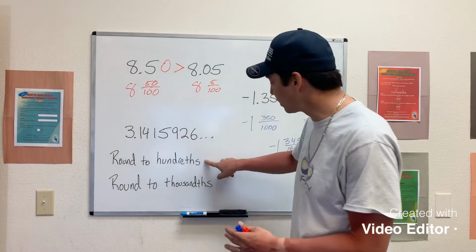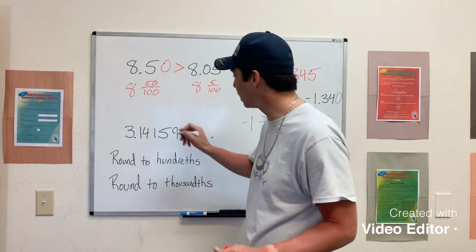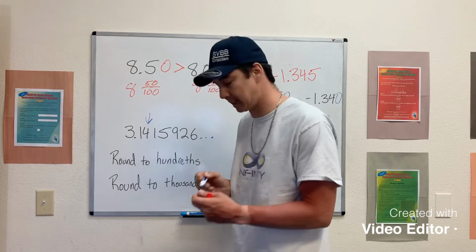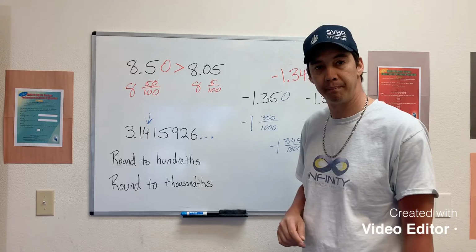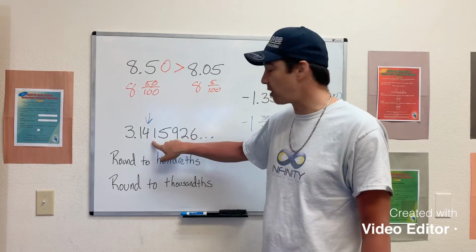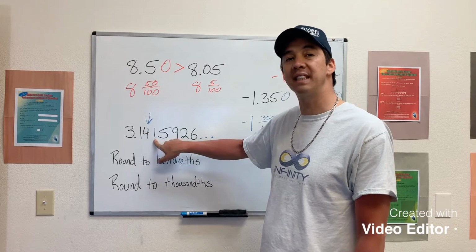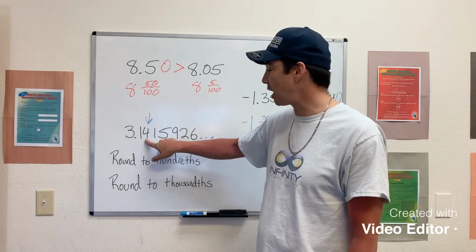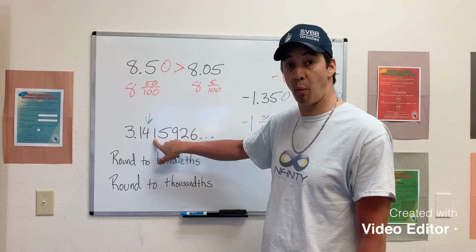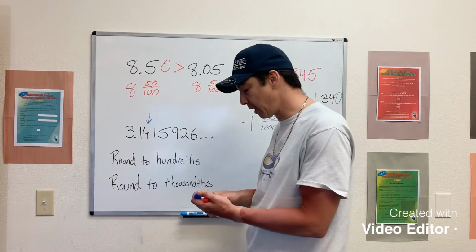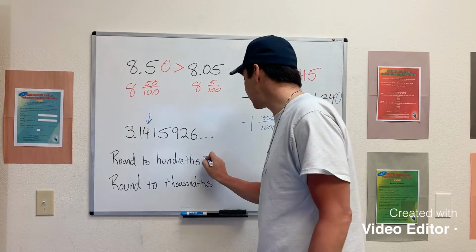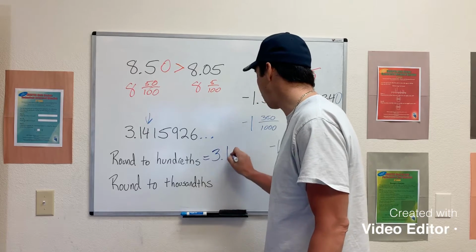If I wanted to round to the hundredths place, the first thing I look at is at the hundredths place, where I have a 4. Then I look at the next number. Is it 0, 1, 2, 3, or 4? I leave it alone. Is it 5, 6, 7, 8, or 9? I round it up. It is 0, 1, 2, 3, or 4, so I'm going to leave it alone. So when I round to the hundredths, it's simply 3.14.